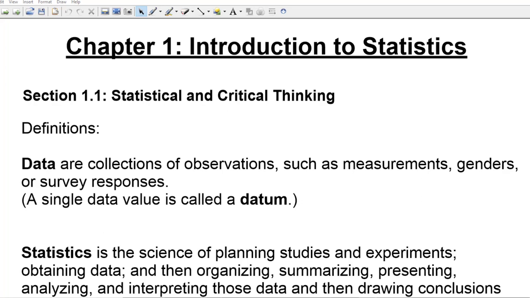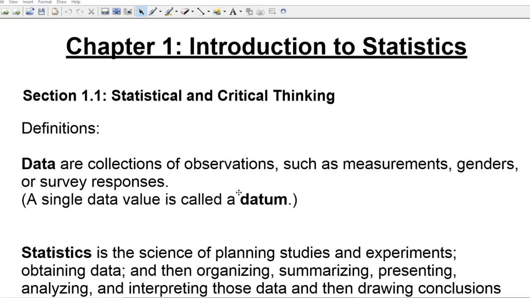Hello everybody, this is section 1.1, which is going to be statistical and critical thinking. There's going to be a lot of definitions, so if you need to pause the recording to copy them down, go ahead and do that. We're going to first start with data.